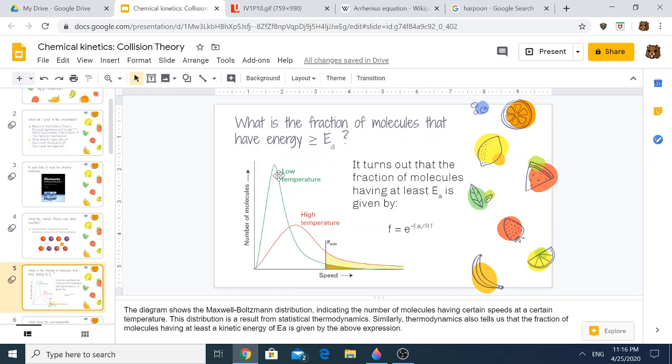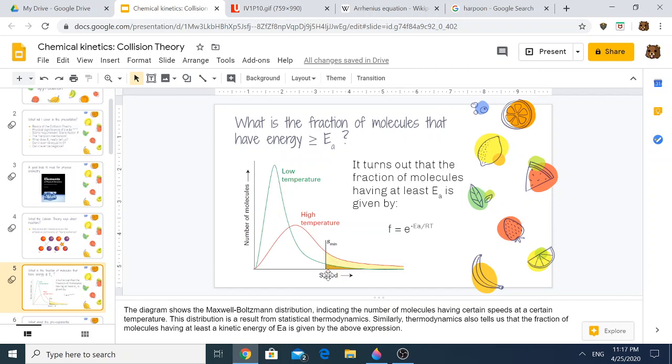However, we are only interested in the fraction of molecules that have the minimum required speed that corresponds to the activation energy, and it turns out that this fraction is indicated in this shaded region. From statistical thermodynamics, it is given that the fraction of molecules in this shaded region can be given by the expression f = e to the power of negative Ea over RT. Again, Ea is activation energy, R is the ideal gas constant, and T is the temperature, and f is just a fraction.